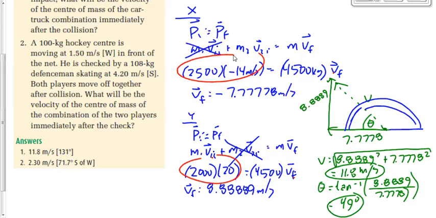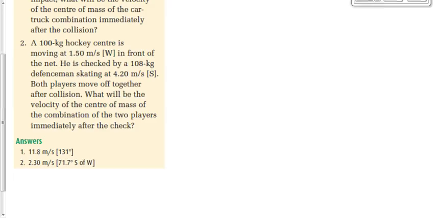Okay, let's take a look at question number 2. It says a 100-kilogram hockey center is moving at 1.5 meters per second to the west in front of the net. Let's draw it out here.